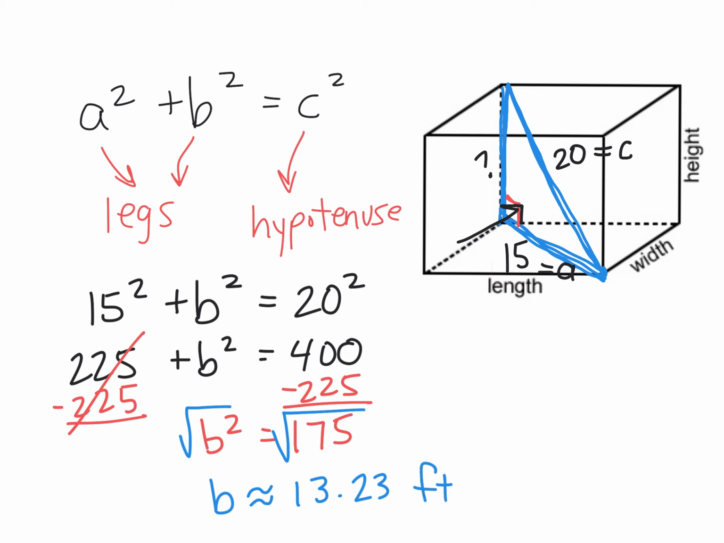So that would just be one example of how we could use this. In this case, I did find a missing leg of the right triangle, which happened to be the height of our prism. So that's just one way that you guys are going to apply that this week. Next, though, we're going to focus on using the Pythagorean theorem on a coordinate plane.